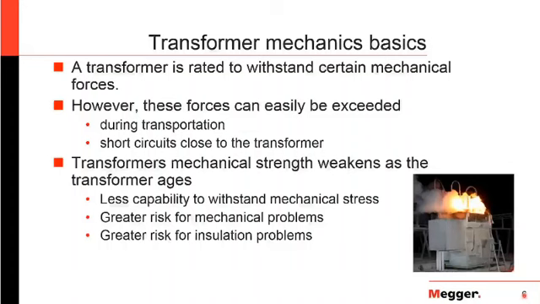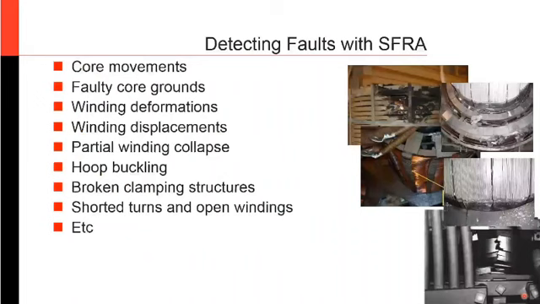And other things, of course, the insulation breakdown and different things like that. But basically, as the mechanical strength weakens, it'll weaken as the transformer ages. And then as that weakens, you basically have less capability to withstand more mechanical stresses. So you have more risk of having mechanical problems, and you have a greater risk for insulation problems as well.